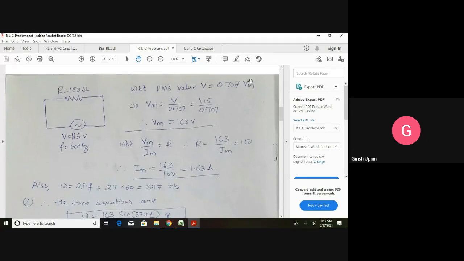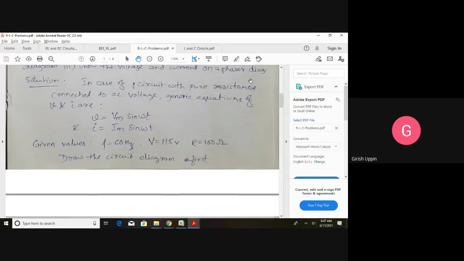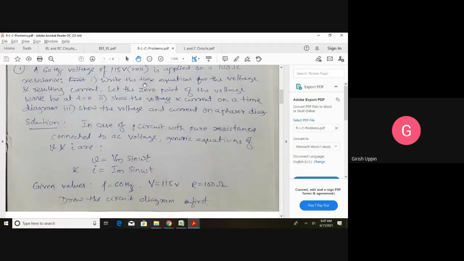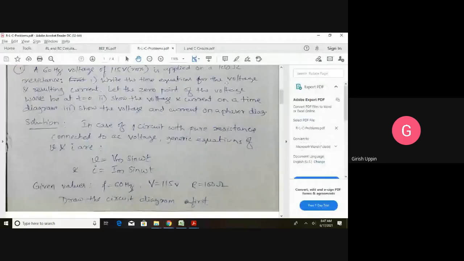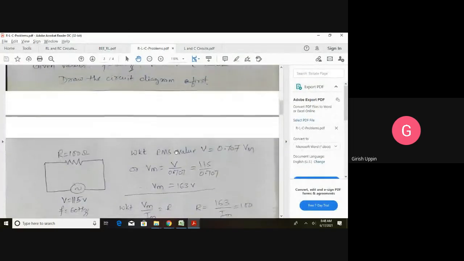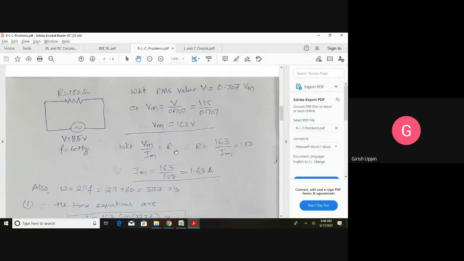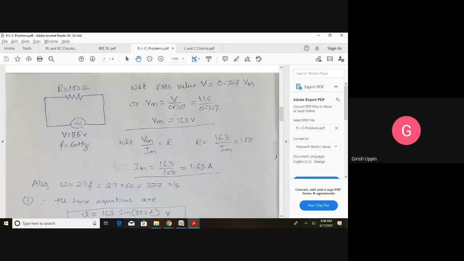So why are we calculating Vm? We have to write the equation, right? The first question that is asked is to write the time equation or the instantaneous equation. So here we have v equal to, we have to find Vm, we have to find omega. For current, I have to find Im and omega. If I do that, then we can write the equation. That is why we are finding Vm first. Therefore, Vm is equal to what? RMS value divided by 0.707, 115 divided by 0.707, that will come as Vm equal to 163 volts.